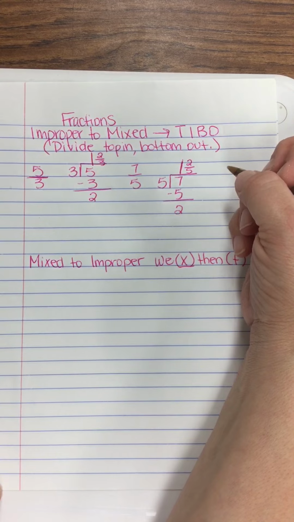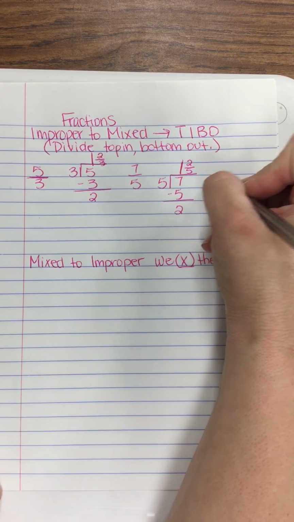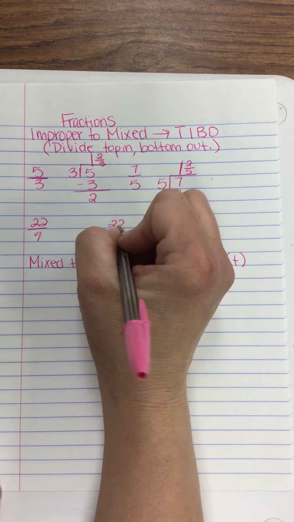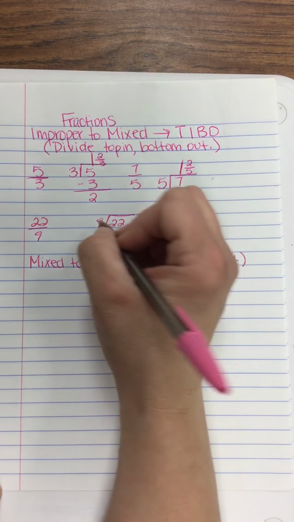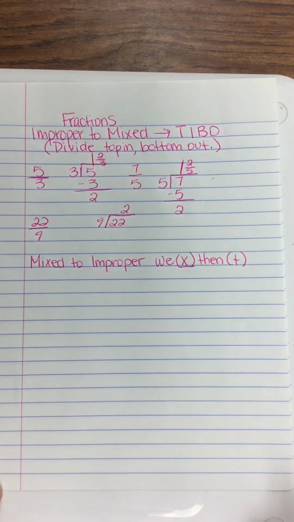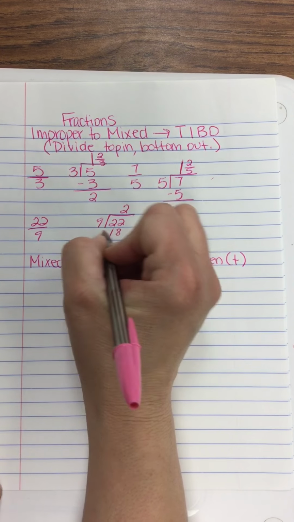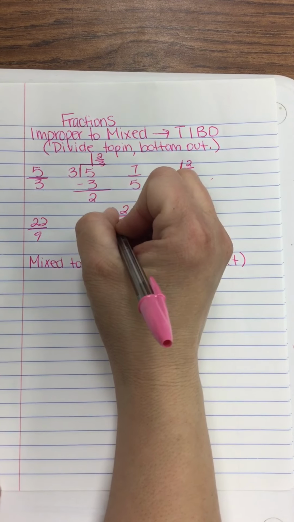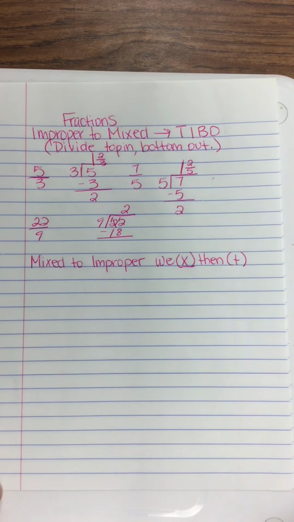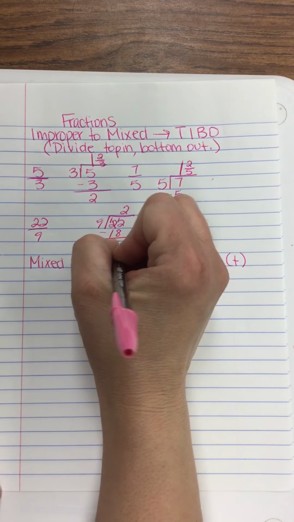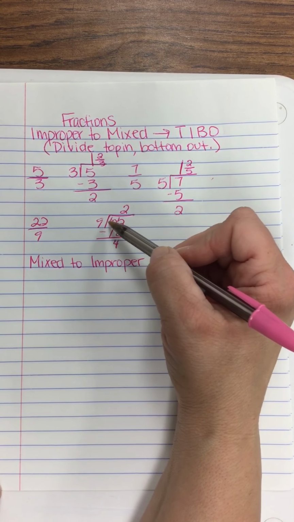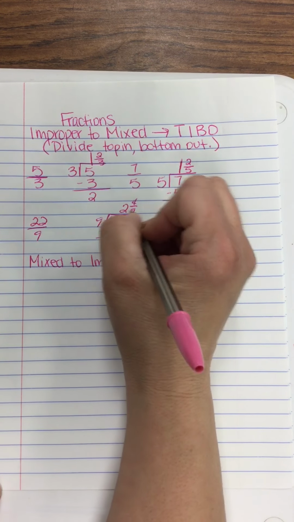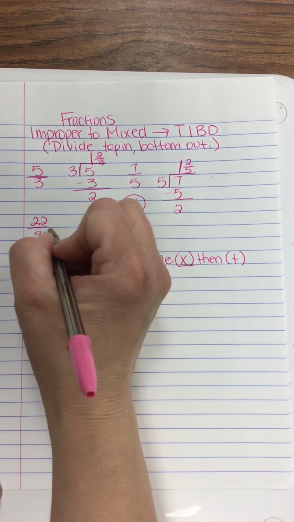Okay, what if I had, let's do it up here, 22/9. That's 22 on the inside, 9 on the outside. 9 will go into 22 2 times. 9 times 2 is 18. And then we subtract. If you have 2, you can't take 8 away. So we have to borrow. 2 becomes 1, and this 2 becomes 12. 12 minus 8 is 4. So 9 will go into 22 2 times with 4 out of the 9 left over. 2 4/9.